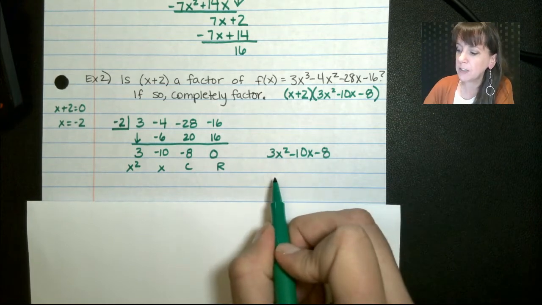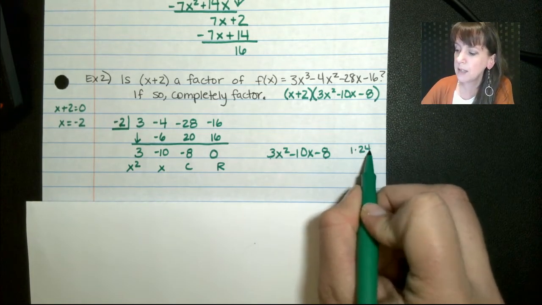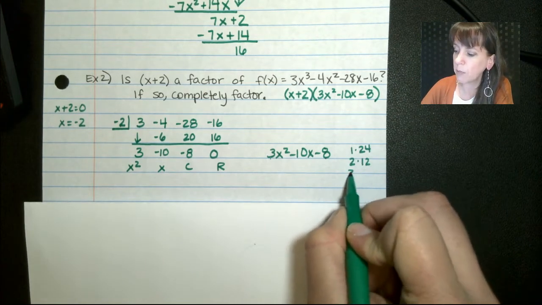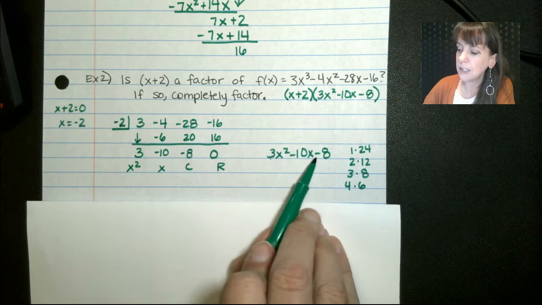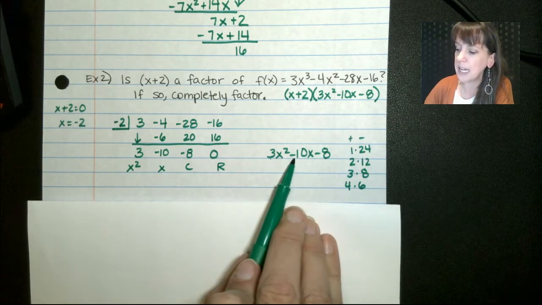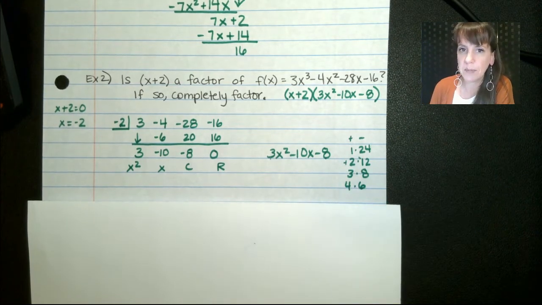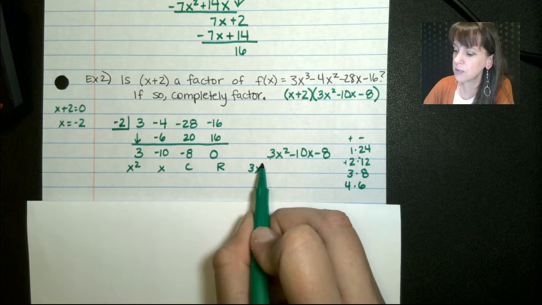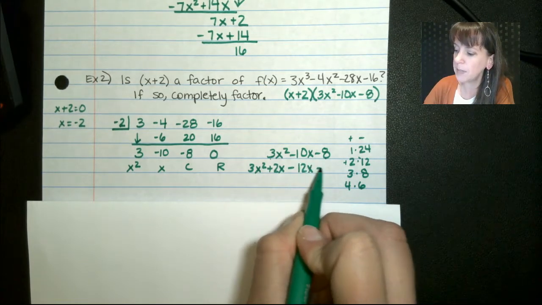If I wanted to factor this, I would say 3 times 8 is 24. List all of my factors of 24. And this tells me different signs. So I need a positive and a negative. That gives me negative 10. Well, if I do positive 2 and negative 12, that'll give me negative 10. So I'm going to say 3x squared plus 2x minus 12x minus 8.